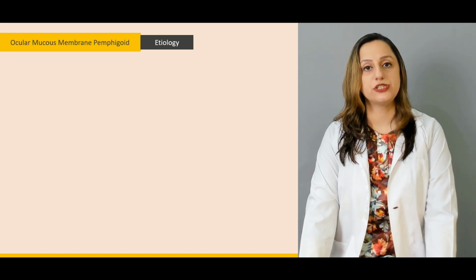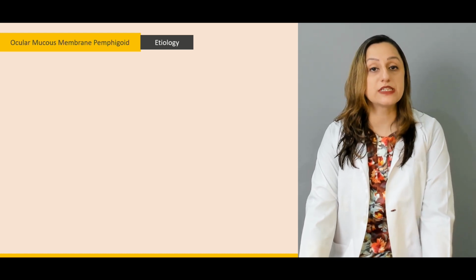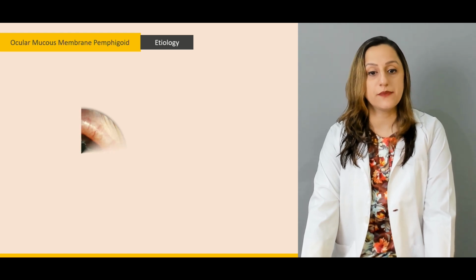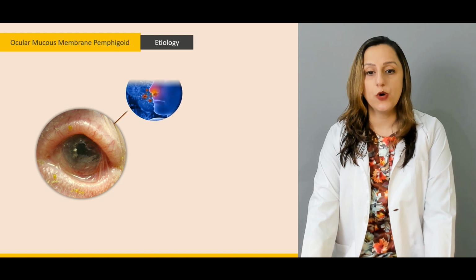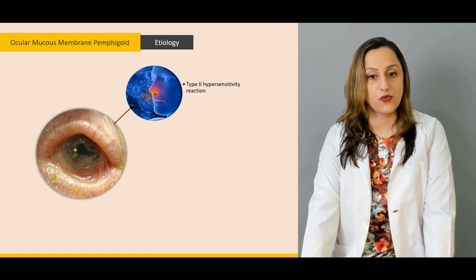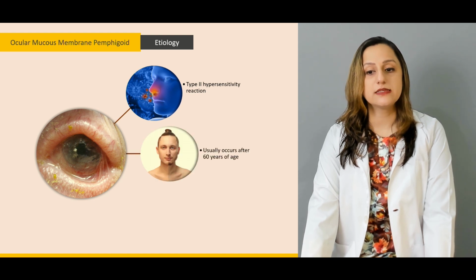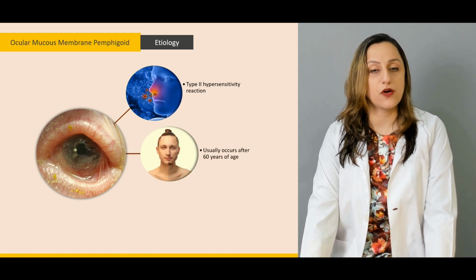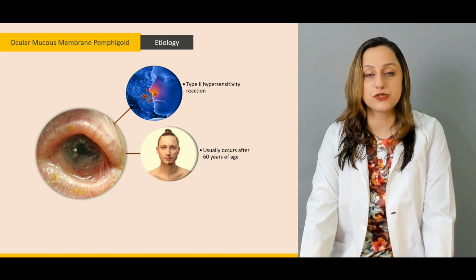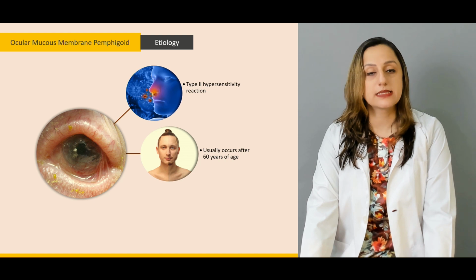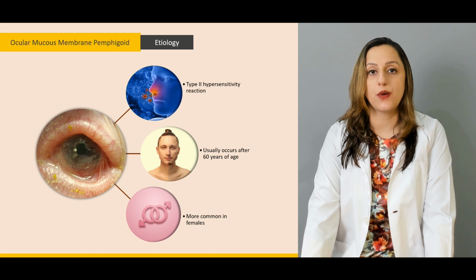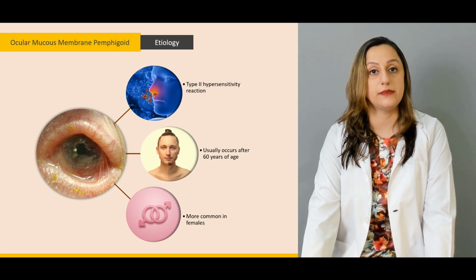What is the etiology behind it? The predisposing factors for this condition, which is a pemphigus kind of condition, would include the type II hypersensitivity reaction that is occurring over here. It usually occurs in the 60-year age group, so it's almost the 6th decade of life that is involved in this kind of condition. It is much more common in females rather than in males.